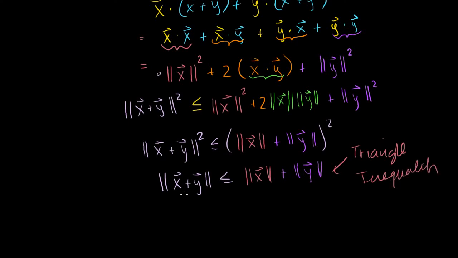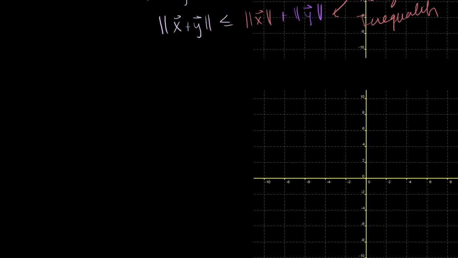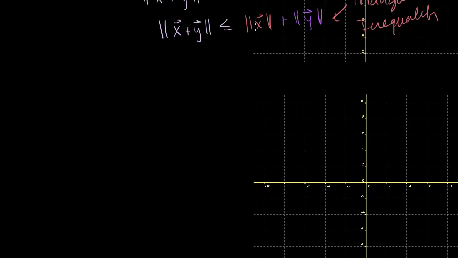Well, you can imagine each of these to be separate sides of a triangle. In fact, let's draw it. We can draw this in R2. Let me turn my graph paper on. So let's draw my vector x. Let's say that my vector x looks something like this. It's the vector 2, 4. So that's my vector x.